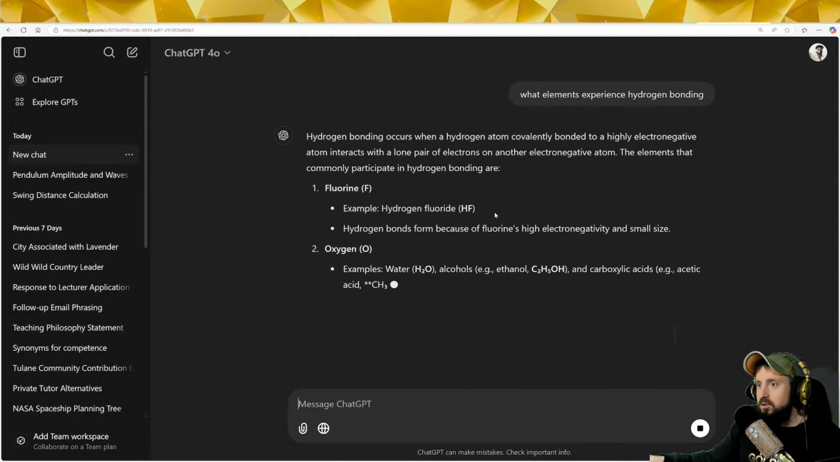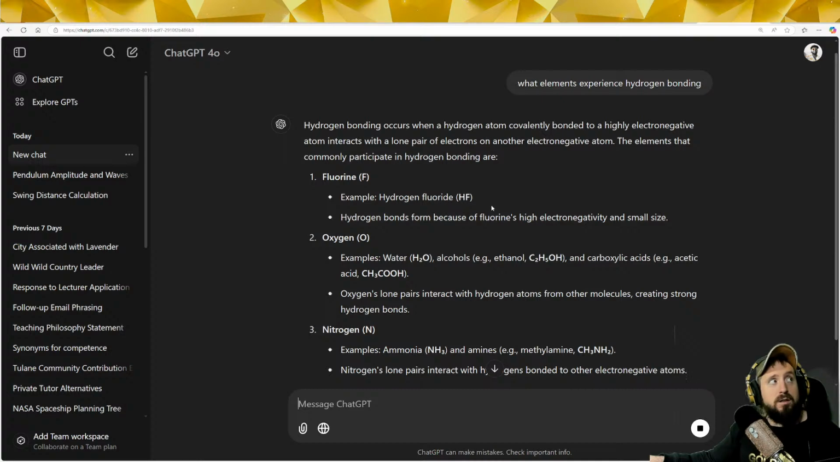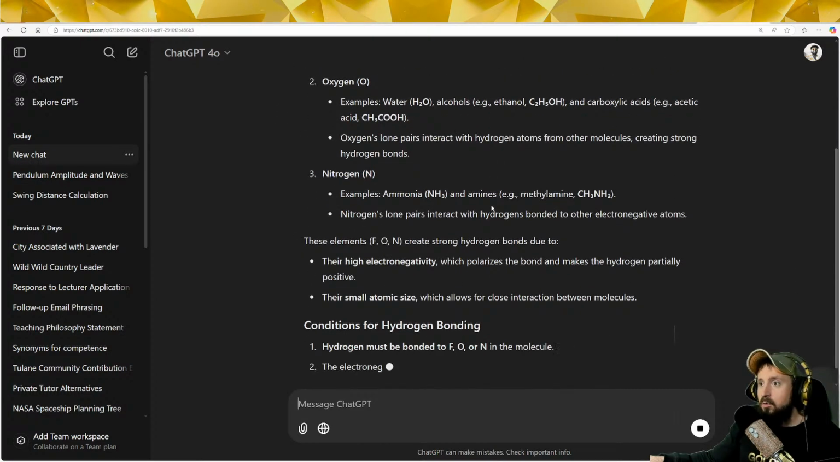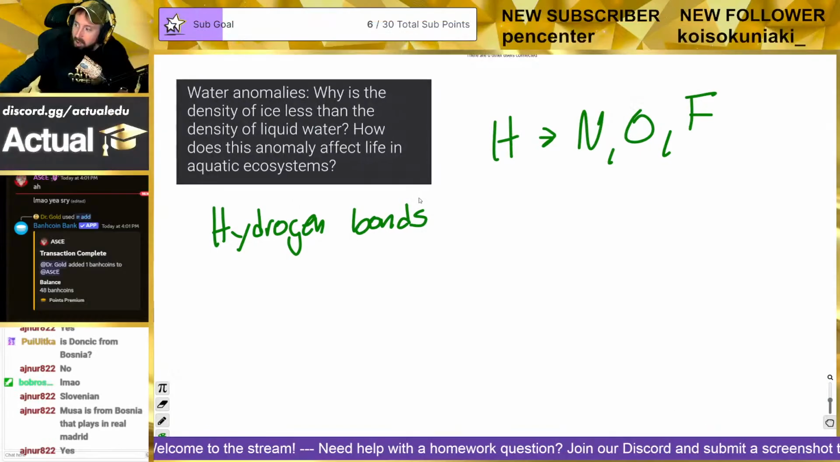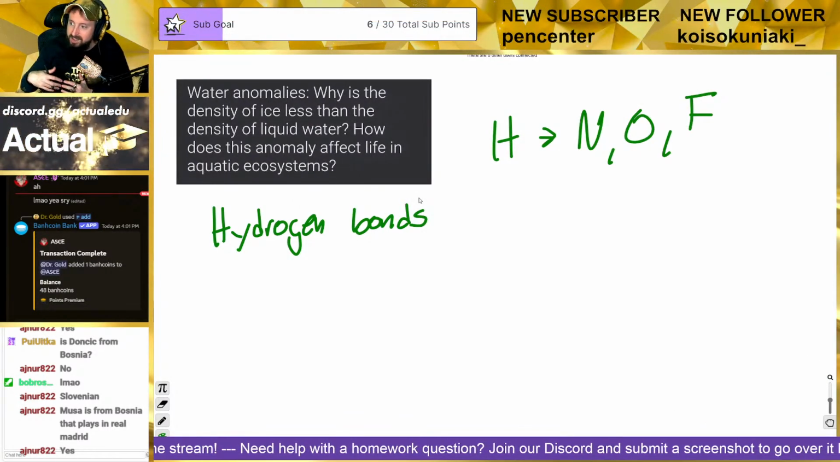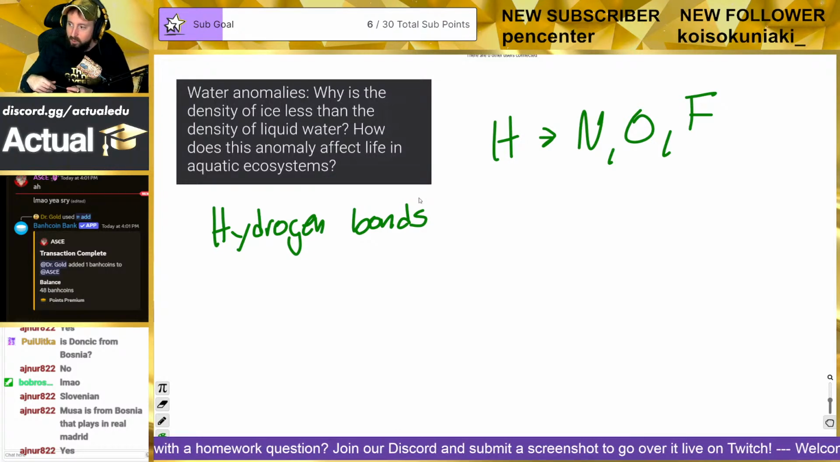Yeah, so it's fluorine, oxygen, nitrogen, and yeah, I was right. Yeah, HNOF. Okay, cool. All right. And so because of this, these bonds are exceptionally strong. So a lot of weird things happen with water, for instance. So yeah, water gets less dense as it becomes a solid, which is weird.